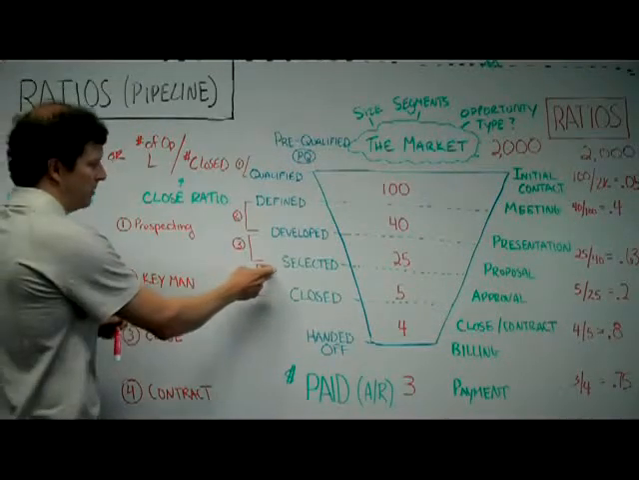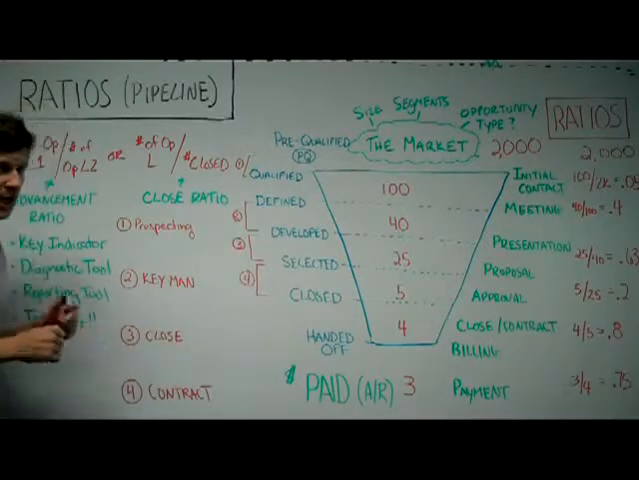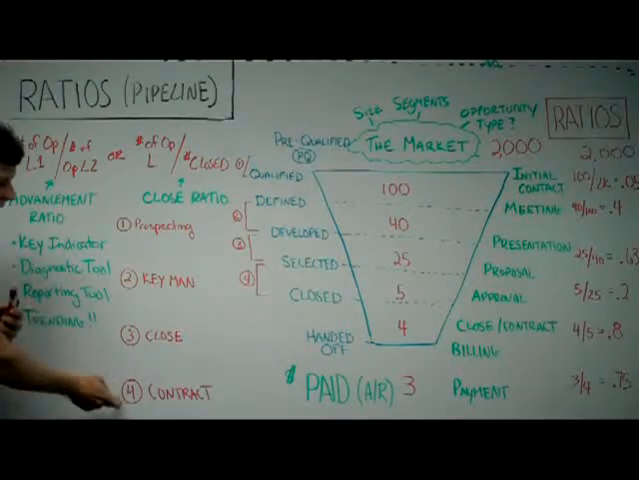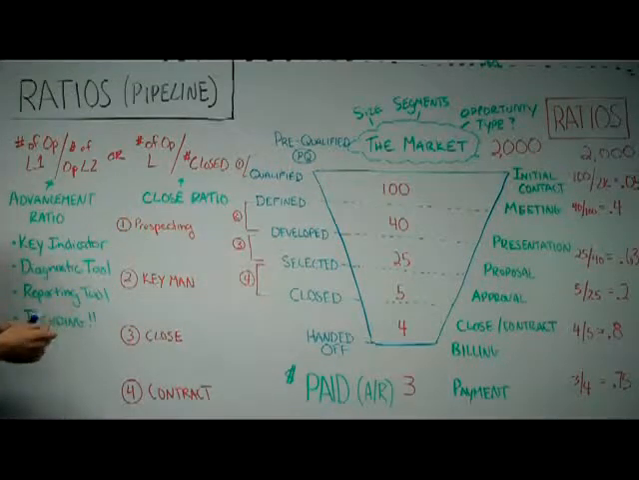But then some of those deals, after they tell me they want to work with me, when we talk about finances and we look at a contract, some of those deals fall apart. So I'm going to call that my contracting ratio. And each of those ratios will tell me whether I'm good or bad and how that's trending over time. So these ratios are key indicators. They're a diagnostic tool. They allow me to do reporting, and trending becomes super important.